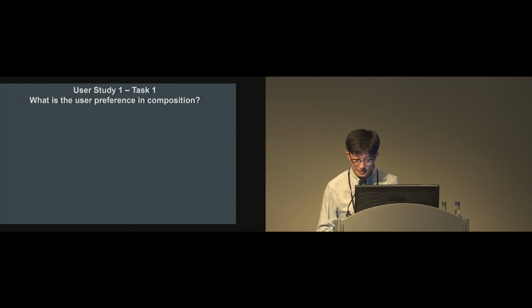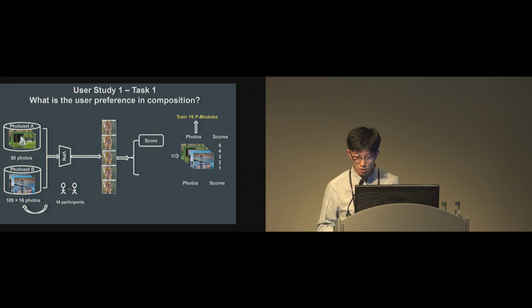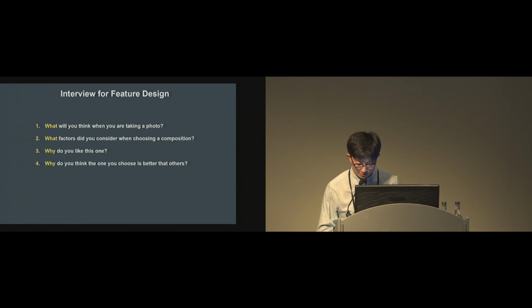We first collected 2 data sets that are divided in terms of content, style, and aspect ratio. We processed all photos with VPN, and each photo got 5 recommended compositions. For each participant, we gave them 150 photos to score, and we collected 12,000 photos with preference scores. We also asked each participant to fill out a questionnaire and interviewed them. For example, what do you think when you are taking a photo? What factors did you consider when choosing the composition? Why do you like this one? Why do you think the one you chose is better than others? After this task, we both collected data to train the P module and got some valuable insights to design features.